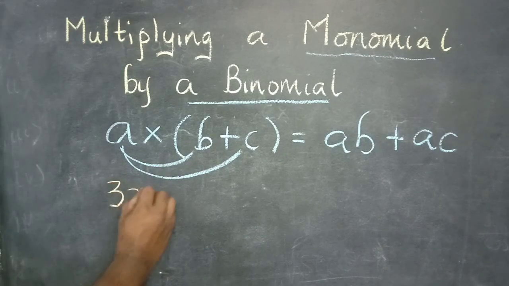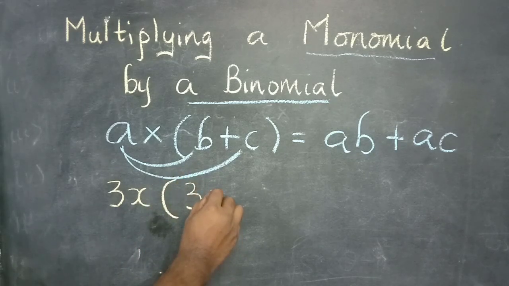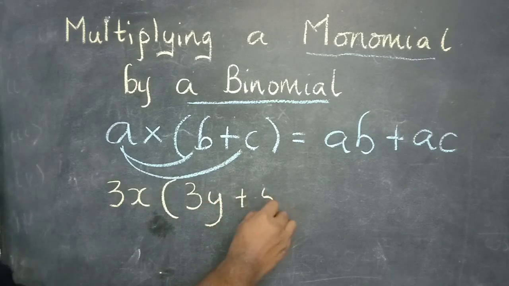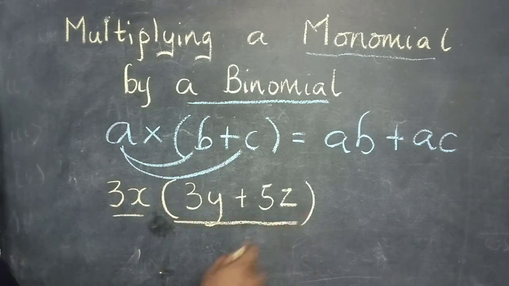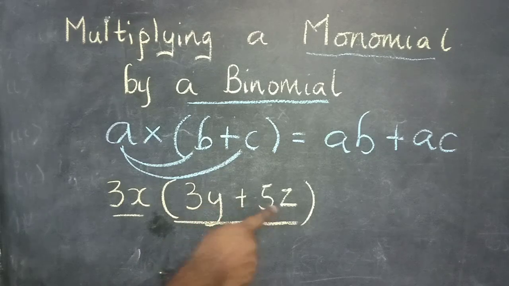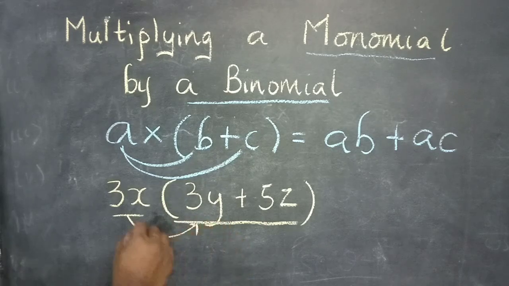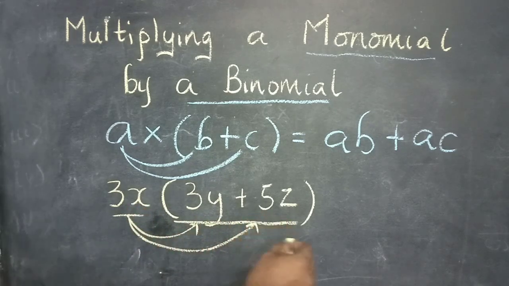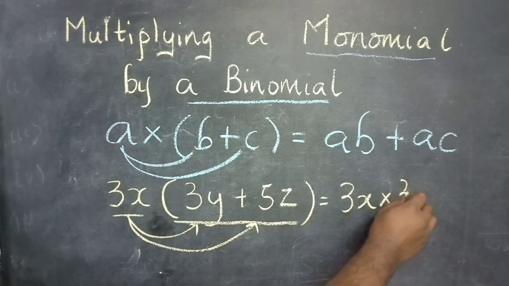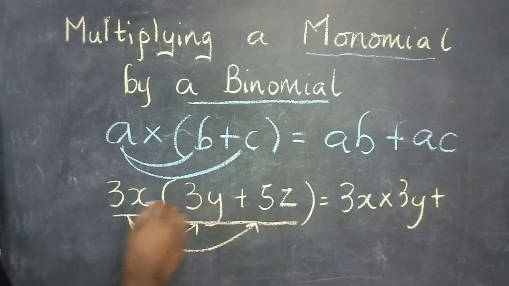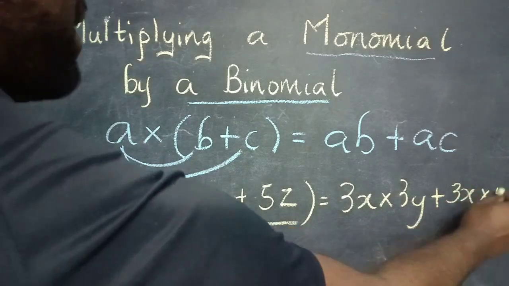Consider 3x monomial multiplied by 3y plus 5z. This is a monomial multiplied by binomial 3y plus 5z. Now what you should do? Multiply 3x into 3y plus 3x into 5z. What you get? 3x into 3y plus 3x into 5z.